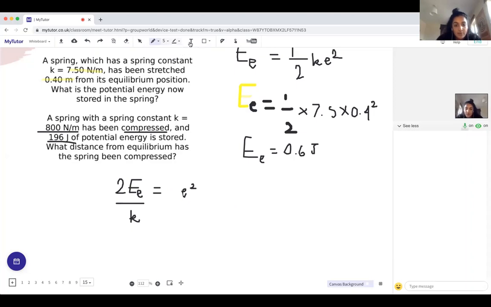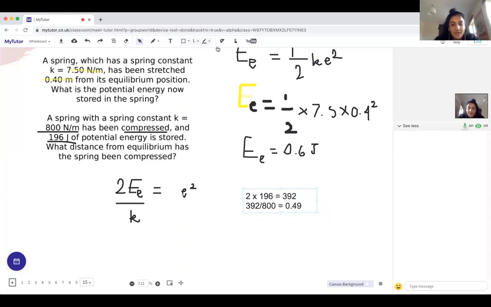So 2 times energy, which is 392, divided by the spring constant, 800, equals 0.49. Okay, so that's e squared.